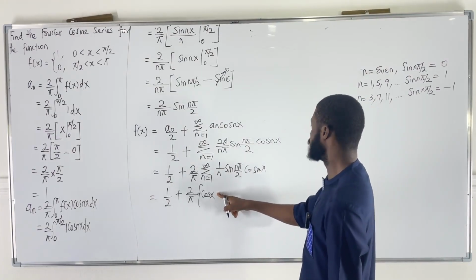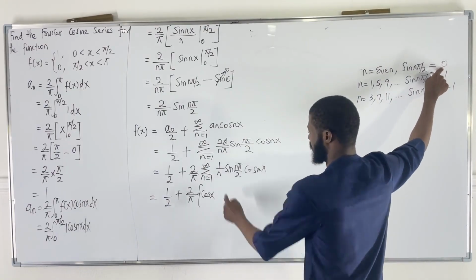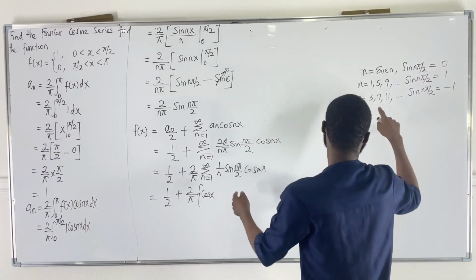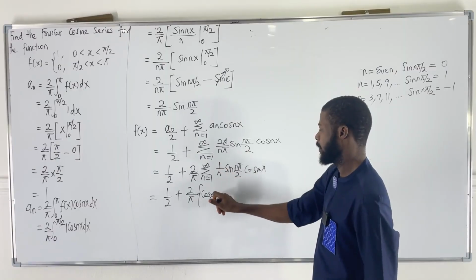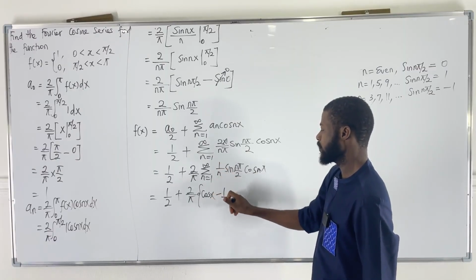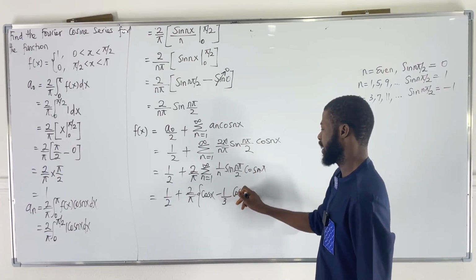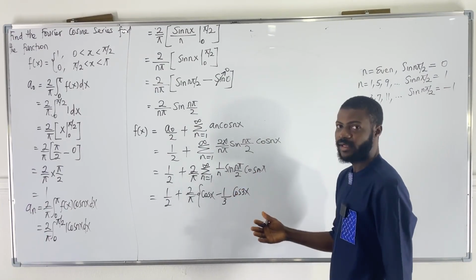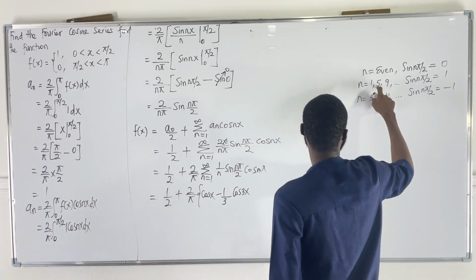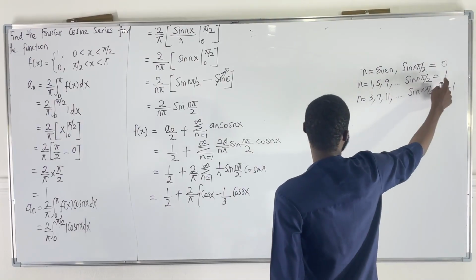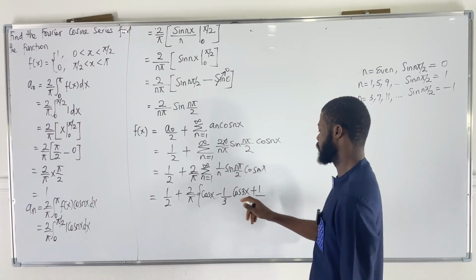Next, when n is 2, this is 0, because 2 is even. So everything here will be 0. Now when n is 3, you have minus 1. So that means we'll be having minus 1 over n is 3. Then this will be cos 3x. Next value is when n is 4. But 4 is even, so it's gone. So we're going to go to 5. So when n is 5, this is plus 1. So this will be plus 1 over n is 5. So this will be 5.